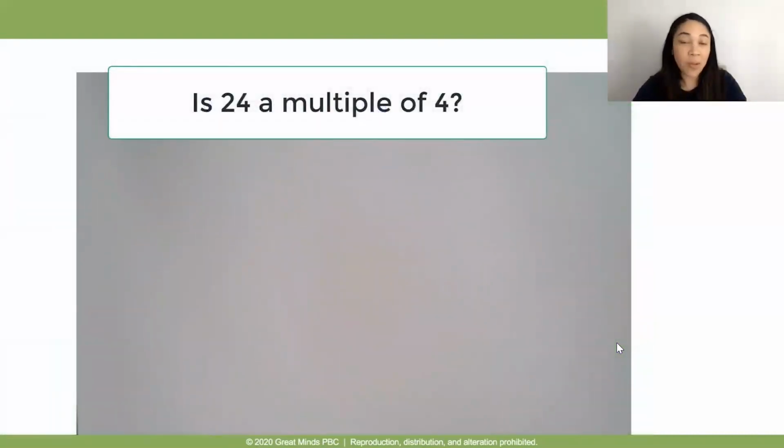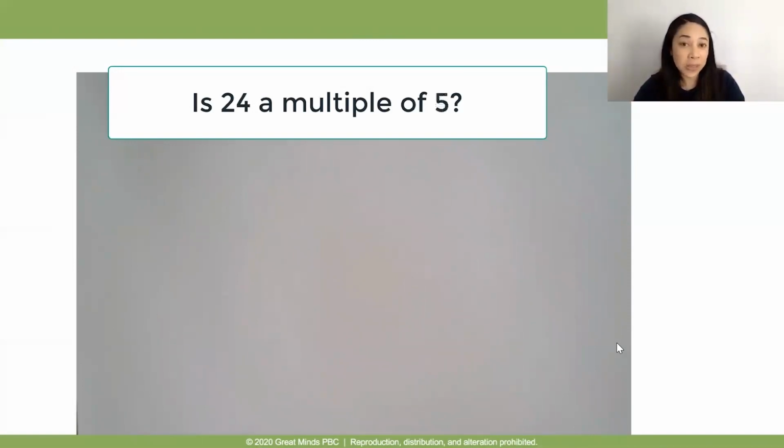Is 24 a multiple of 4? Yes, it is. How do you know? Perhaps you counted by 4s and got to 24, like this. 4, 8, 12, 16, 20, 24. Maybe you already knew that 4 times 6 equals 24. Maybe even you divided. 24 divided by 4 is 6. So 24 is a multiple of 4.